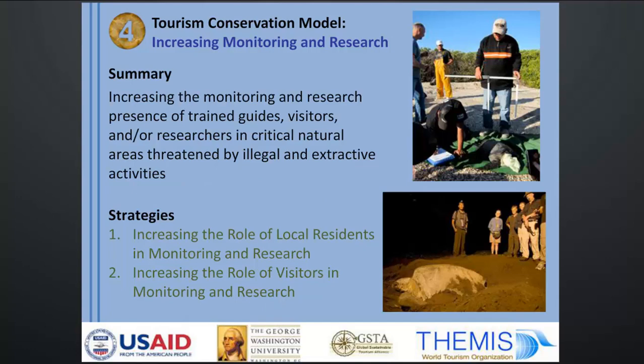The fourth tourism conservation model is focused on increasing monitoring and research. And reading the summary, that's increasing the monitoring and research presence of trained guides, visitors, and or researchers in critical natural areas threatened by illegal or extractive activities. Sustainable tourism, and particularly SAVE tourism, which is scientific, academic, volunteer, and educational tourism, presents this great opportunity to develop tourism products and experiences that allow visitors to participate in the monitoring and research activities that are going on at the site.